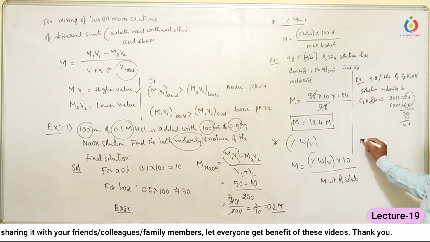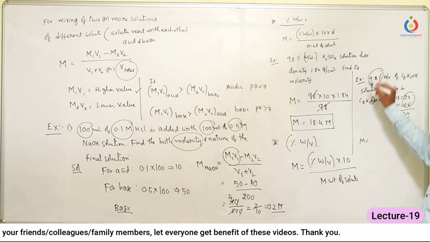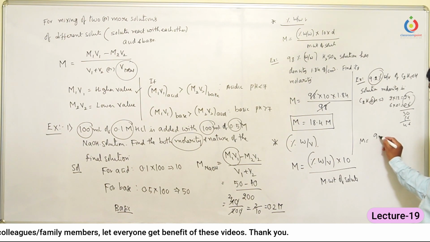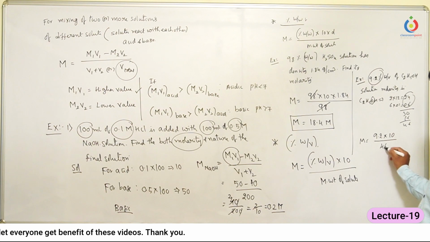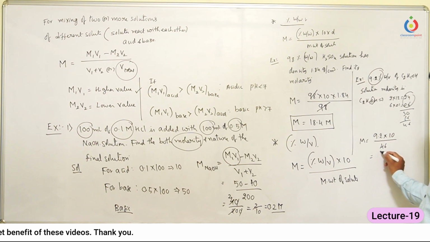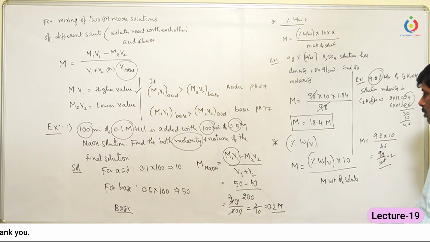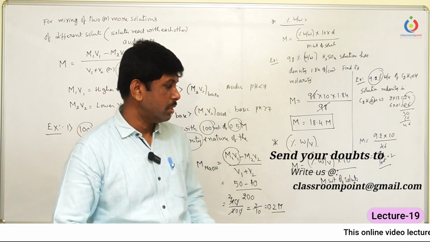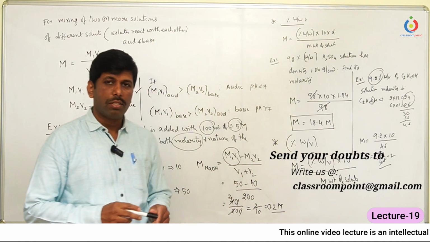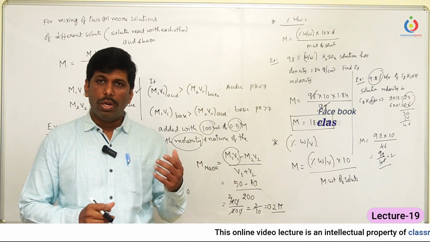So now molarity equals percentage weight by volume, which is given, that is 9.2 into 10 divided by molecular mass 46. So this value equals 92 by 46, it goes 2 times. So the molarity of the solution equals that value, that is 2. So like this we can calculate using the molarity concept.